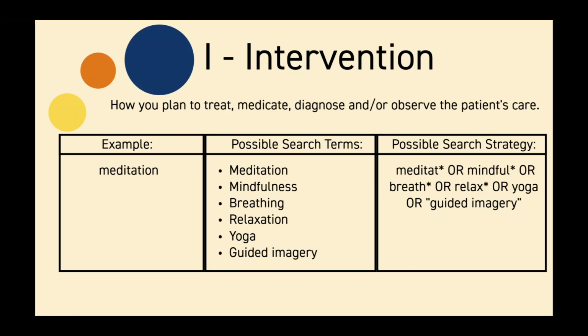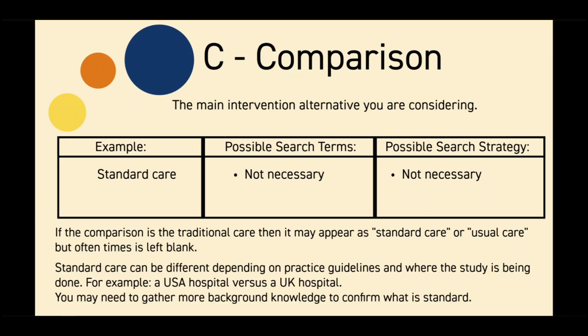A possible example of what the I component could look like in our search query is meditate, or mindful, or breathe, or relax, or yoga, or guided imagery. Once again, using a mixed strategy, I have used Boolean operators, truncation, and now also phrase searching with the quotation marks. For C, we will need to describe the main alternative we are considering. In the case of our question, the alternative is standard care.